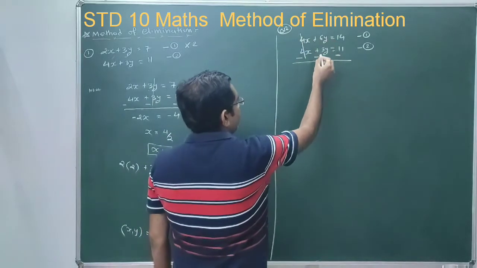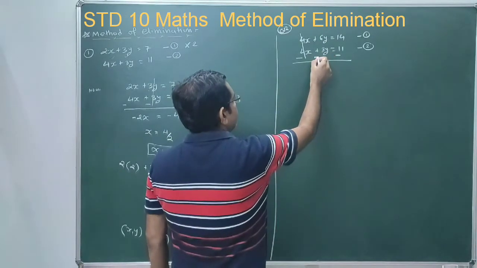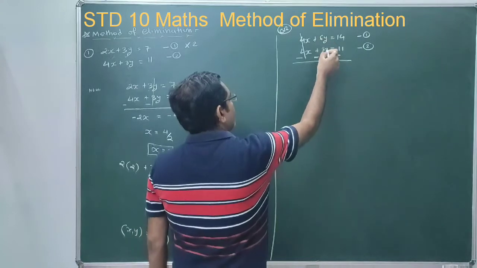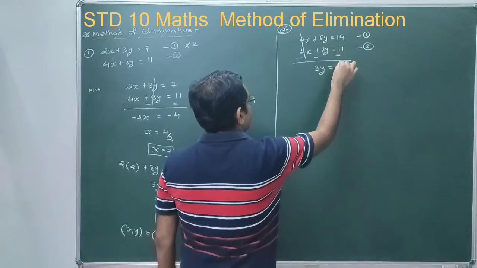Now this one is 6y minus 3y. You have to consider the sign after changing the sign, so the minus sign is there. So 6y minus 3y will be 3y, and this is equal to 14 minus 11, which is 3.